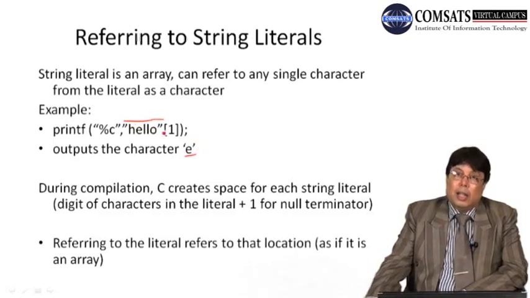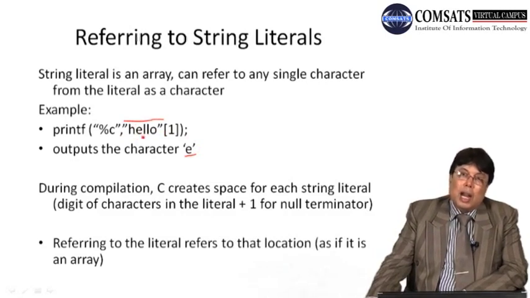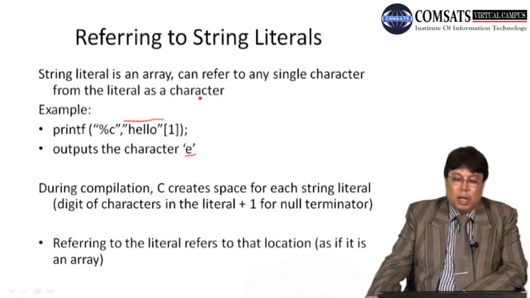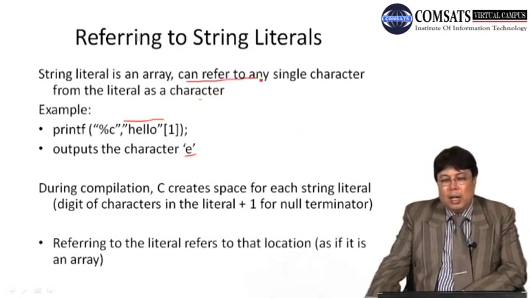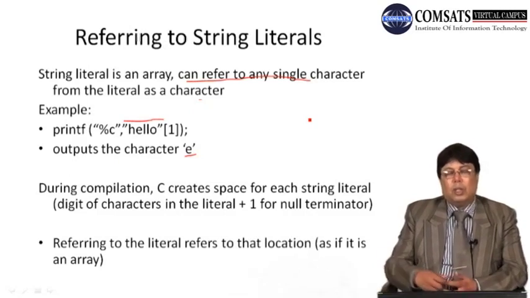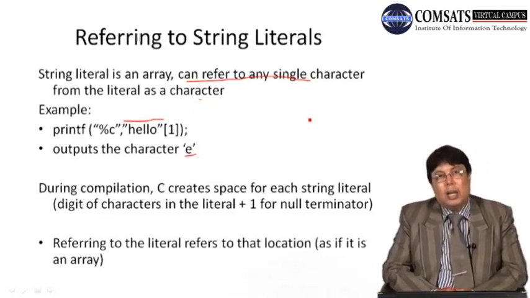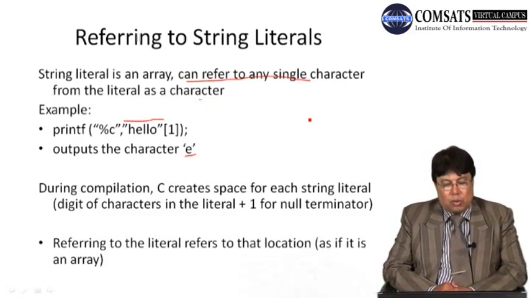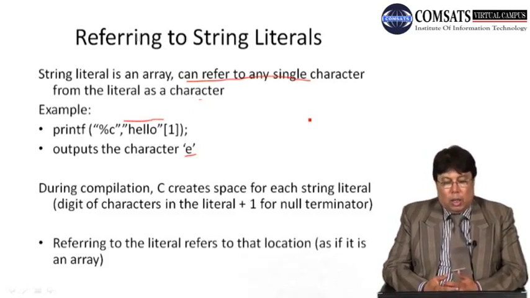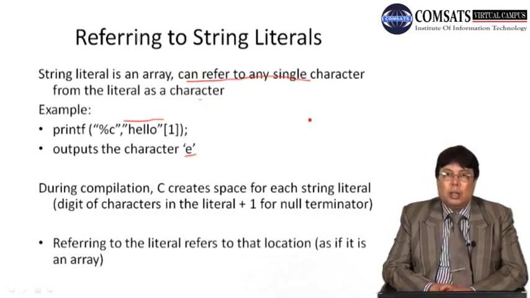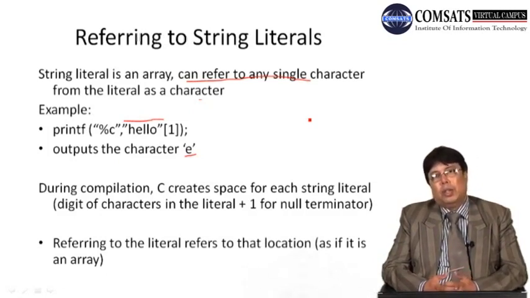Why? Yes, you are right. The H is stored at 0 location. If we say hello of 0, it should be H. But since we say hello of 1, it should represent E. So yes, we can say that we can refer to any single character from literals of characters by intelligently manipulating the string. So during the compilation, C creates a space for each string of literal.